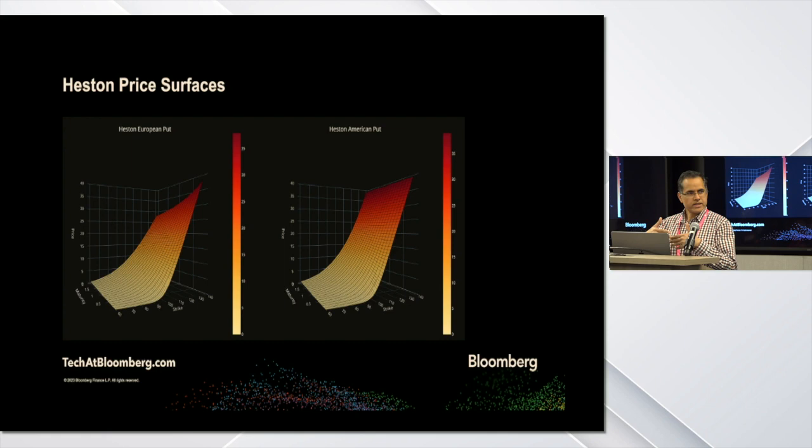I'm just showing you a 3D surface of the American put priced in the Heston model. As you can see, the European and American prices are nice, smooth, nonlinear functions of the inputs. So that's where we can hope that the deep learning model will learn this smooth, nonlinear function.